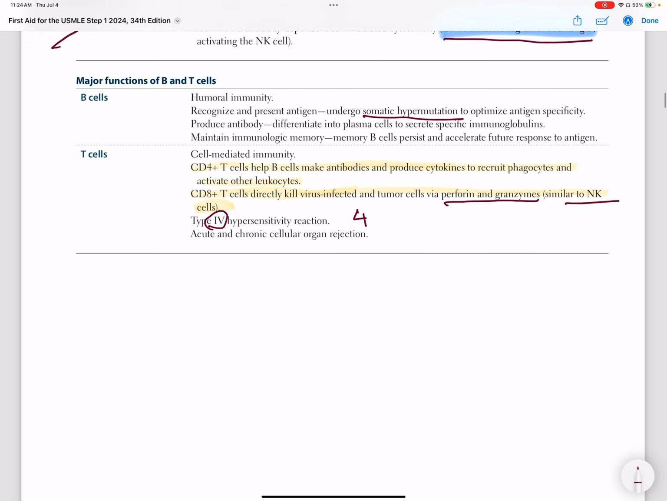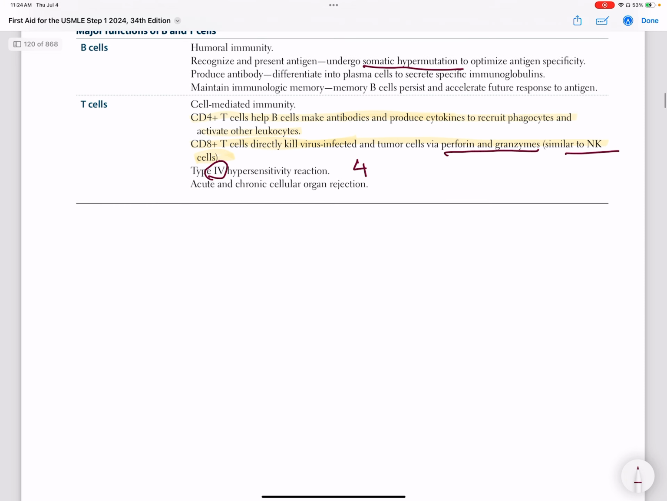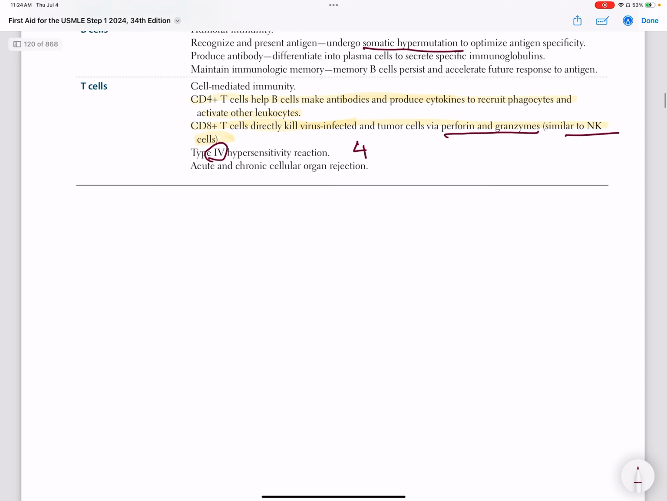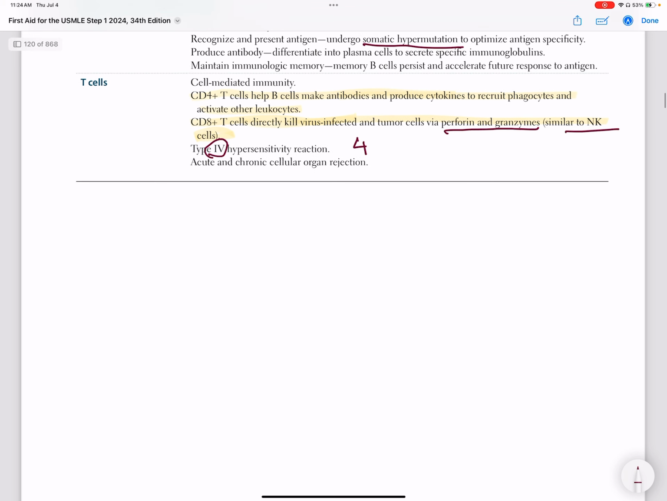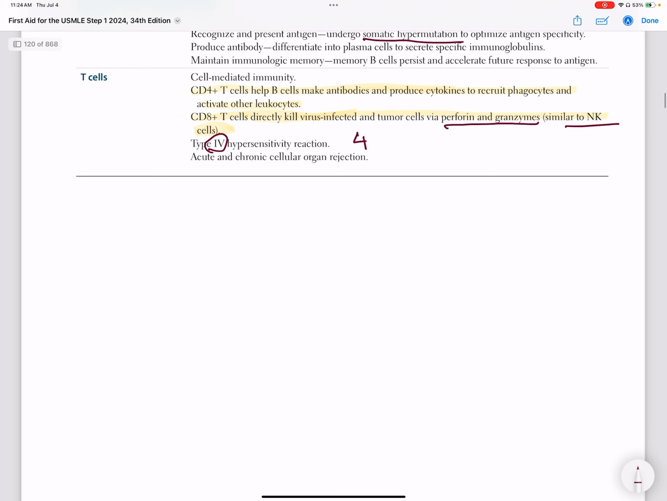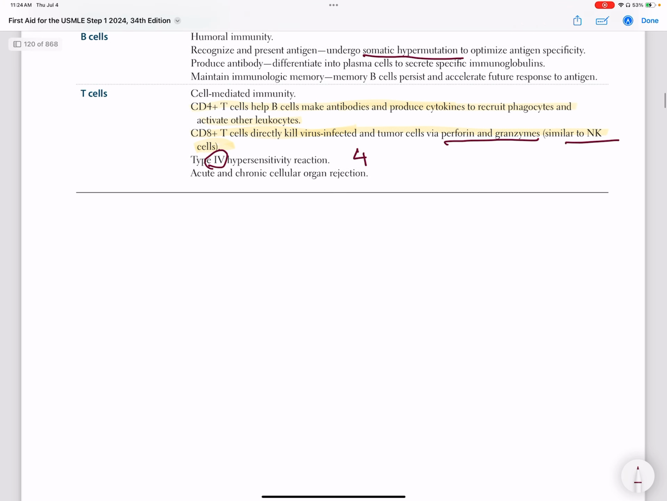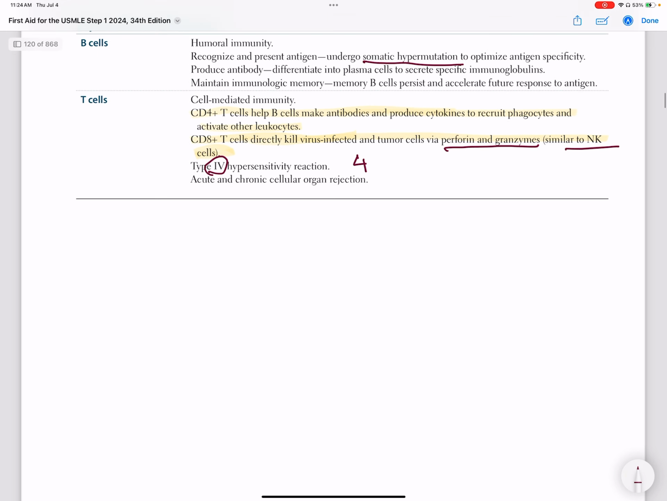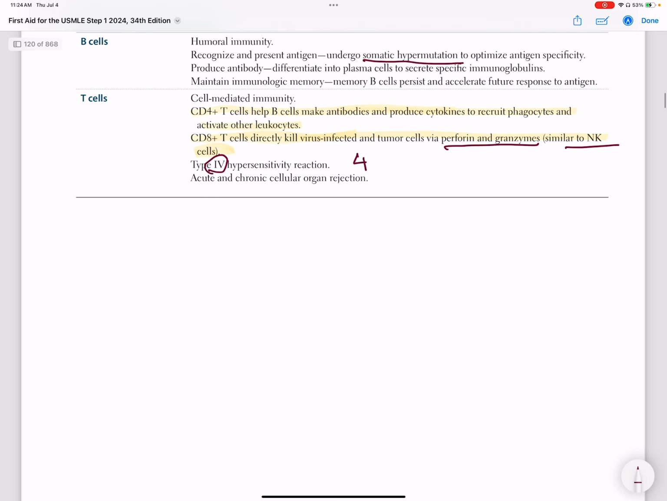Major functions of the B and T cells. B cells, humoral immunity, recognize and present antigen, undergo somatic hypermutation to optimize antigen specificity, produce antibody, differentiate into plasma cells to secrete specific immunoglobulins, maintain immunologic memory, memory B cells persist and accelerate future response to antigen.